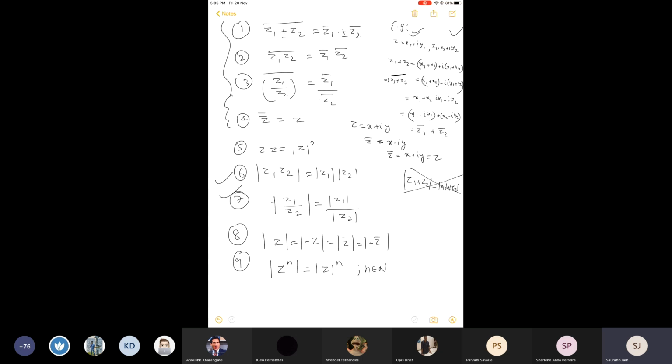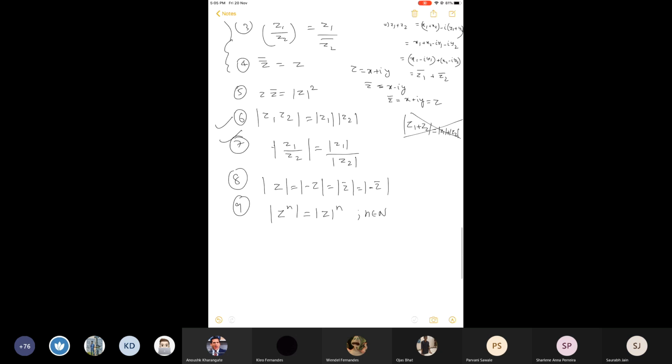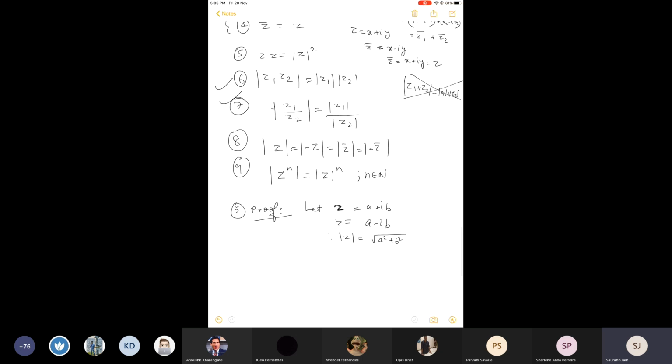Now the remaining three properties, 5th one, 8th one and 9th one, I will explain. 5th one is easy. To understand this, I will take a complex number z as a plus iota b. If this is z, what about z bar? Z bar is a minus iota b. You should remember how we write conjugate. And what is mod z? Mod z is under root a square plus b square. Now based on this, I can easily show that z into z bar is mod z square.